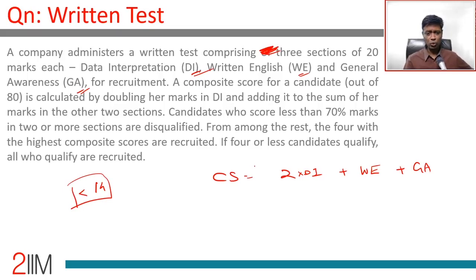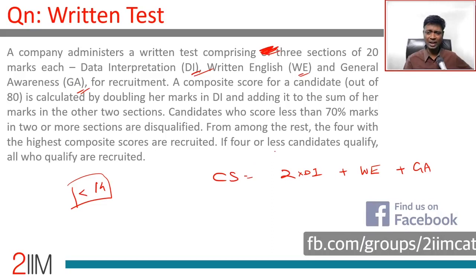From among the rest, 4 highest composite scores are recruited. The 4 people with the highest composite scores are recruited. If 4 or fewer candidates qualify, all who qualify are recruited. If only 3 candidates qualify, we'll be recruiting only 3. We'll not make up the 4th one.